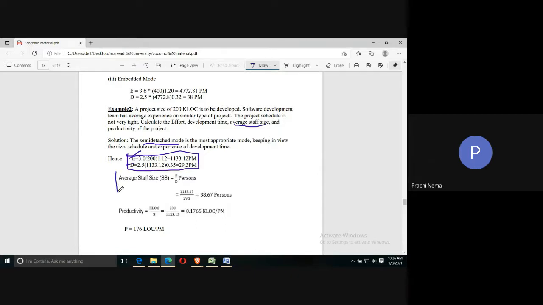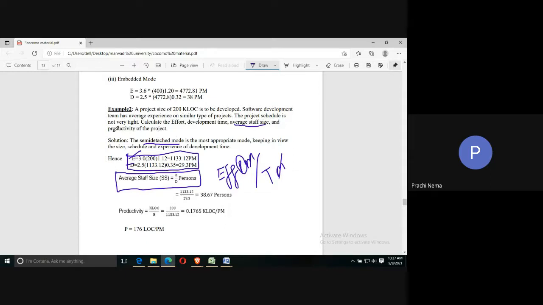For that, what you can do, because we need what? How many persons are involved. So to calculate persons, you can simply divide the effort by time. What is the unit of effort? Person-month. So divide it by your time, that is month. So what you will get is the number of persons involved. Like that you can have an average staff size value.